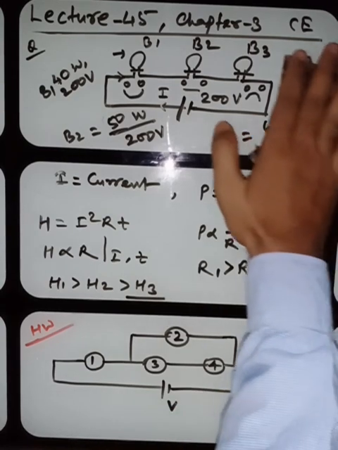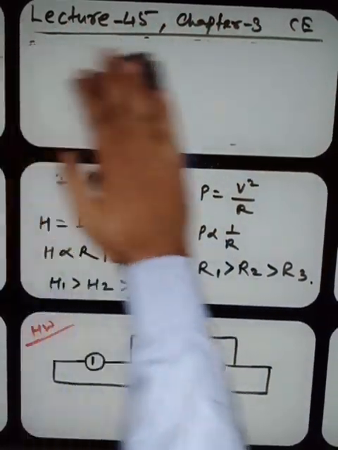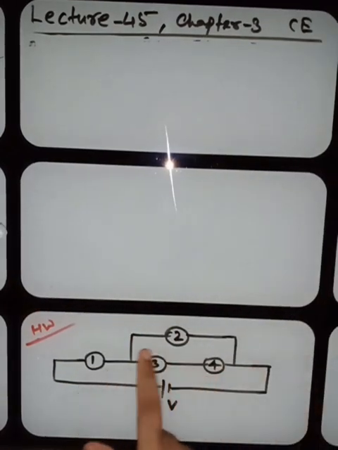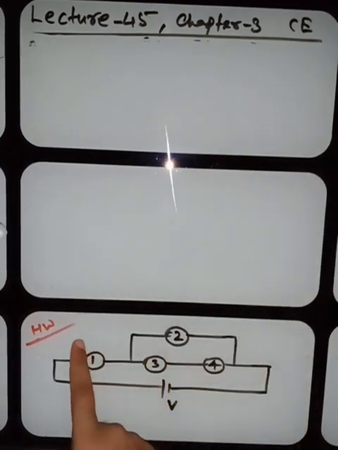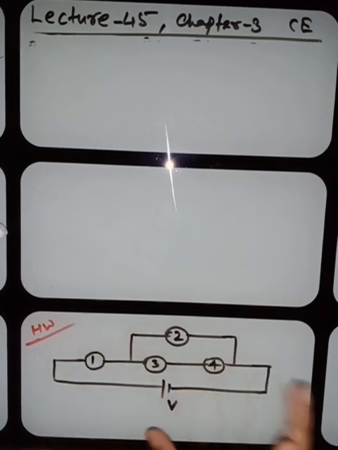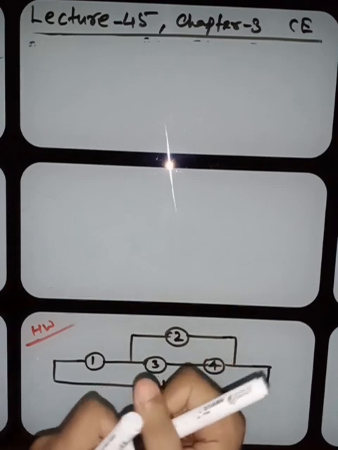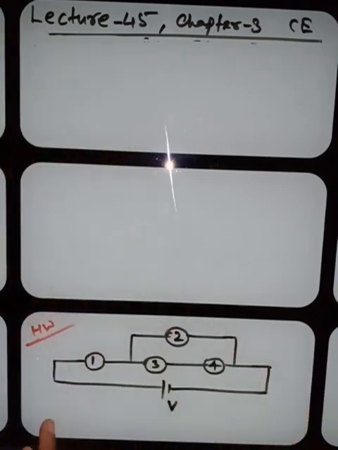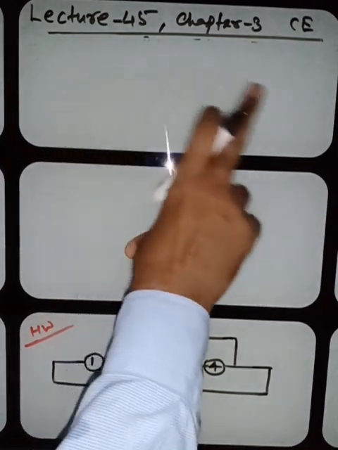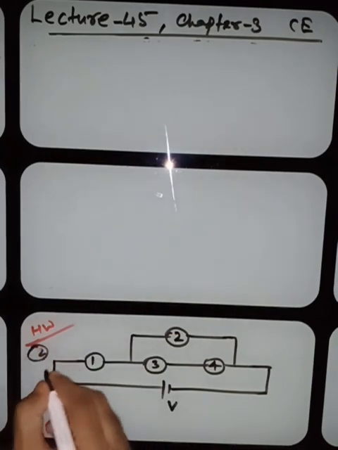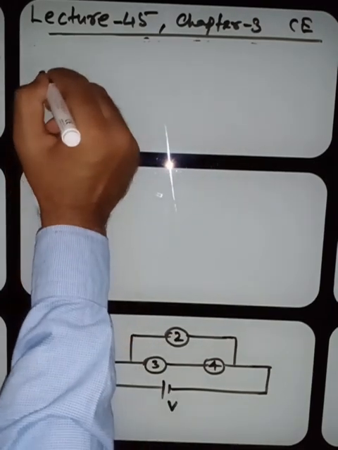Okay, now one more question. All the bulbs are identical, remember. Identical means they are made for the same potential and power, suppose 140 volt and power 40 watt. All right, this is the second question. Now the third question. The first was, if three bulbs are connected in parallel, which will glow more.